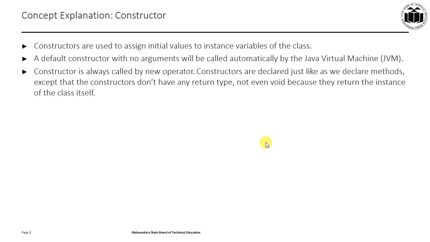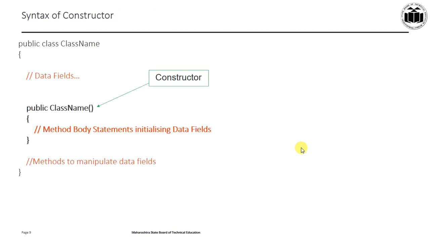Constructors are declared just like we declare methods, except that constructors don't have any return type, not even void, because they return an instance of the class itself. Constructors have the same name as the class itself. So here is the syntax of constructor.